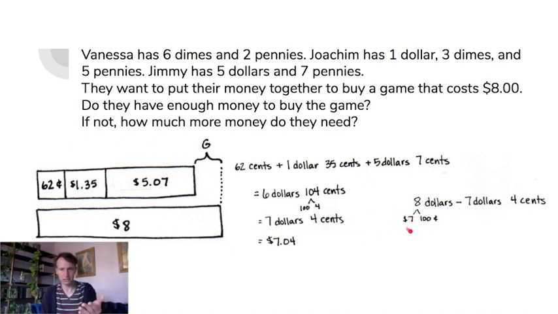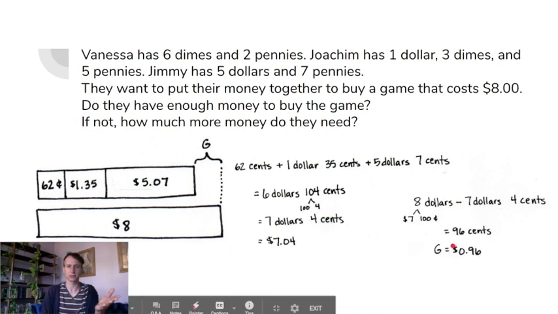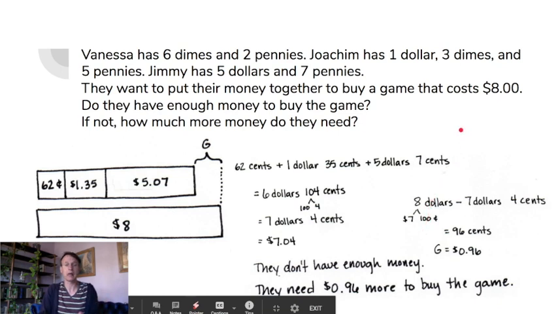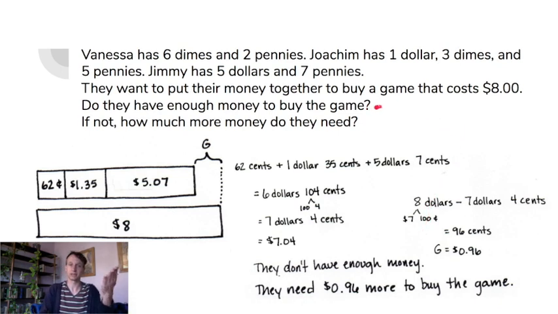And here's a way of looking at it. Show you this again. You can decompose it. Say 7 minus 7 is 0. 100 minus 4 is 96 cents. Then you need a cute little statement. We'll write it in decimal form, of course. Cute little statement saying, hey, they don't have enough money. Notice that statement answers this question. You have to do that. They need, answering the second question, 96 cents more to buy the game.